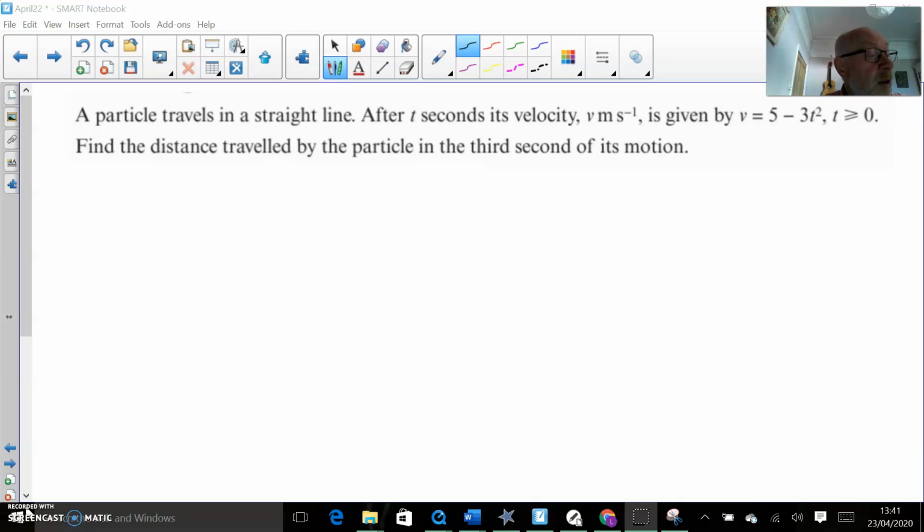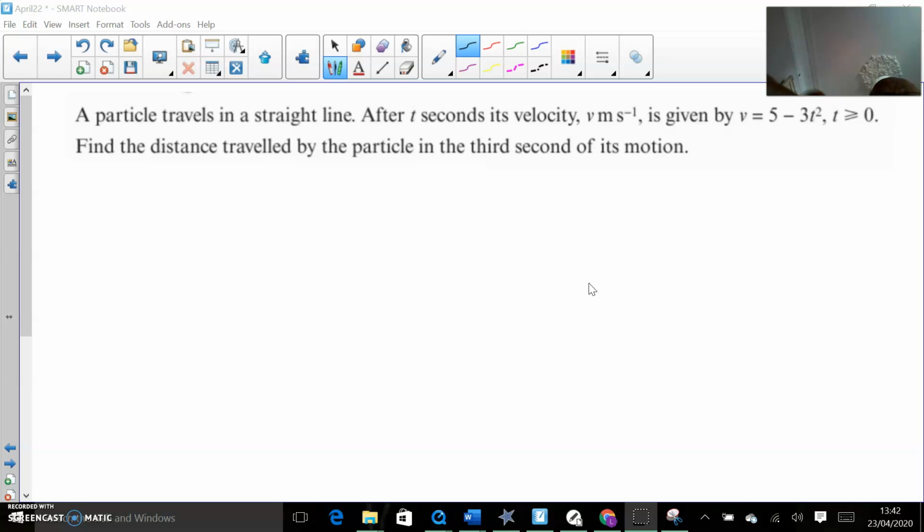Okay, so I'm just going to go through example 7 on page 189. Here we have a particle travels in a straight line. After t seconds, its velocity v is given by v is 5 minus 3t squared. Find the distance travelled by the particle in the third second of its motion. So that would be from time equals 2 to time equals 3. The first second is 0 to 1. The second is from 1 to 2. The third is from 2 seconds to 3 seconds.